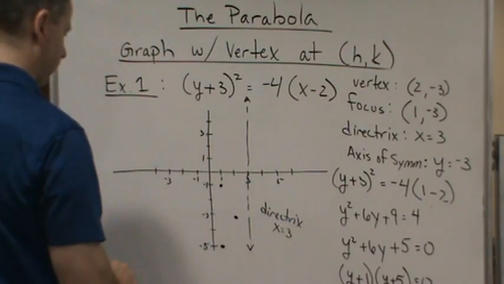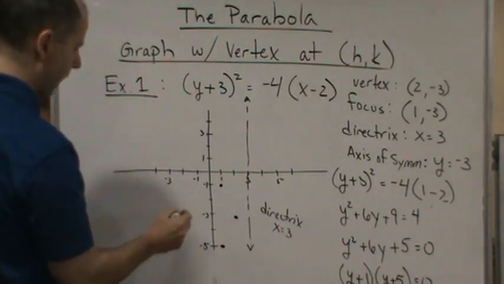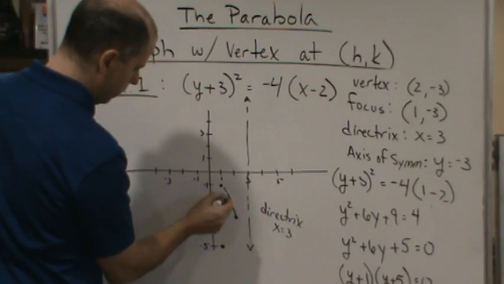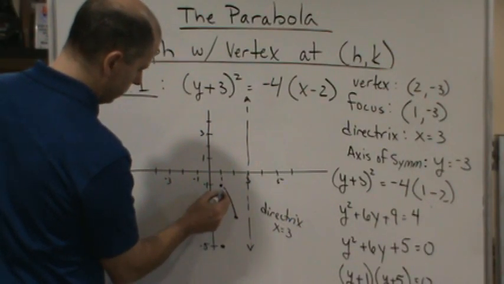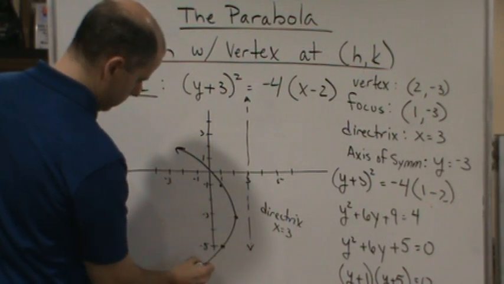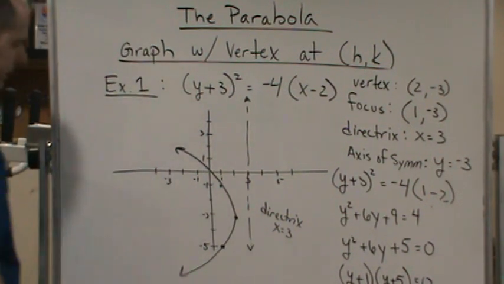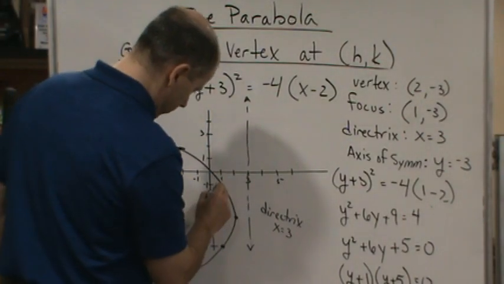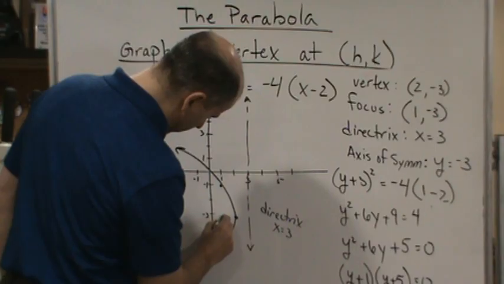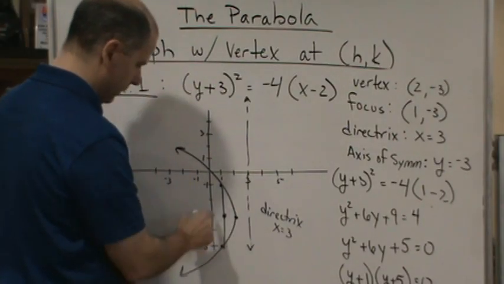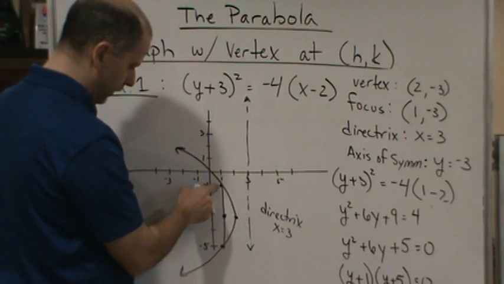So right about there. So it looks something like that. So the latus rectum, right about here, 1 comma -3 is the focus, and this is the latus rectum, this line segment from here to here.